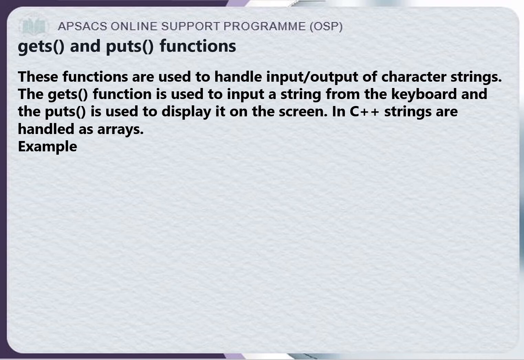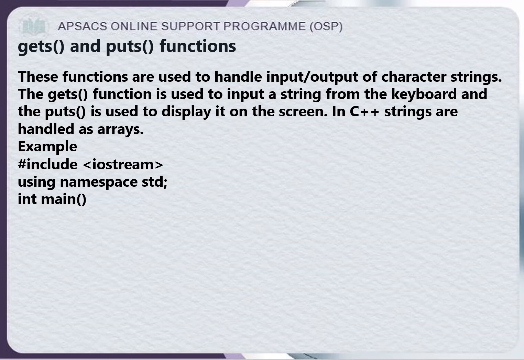Now let's take an example of a program for using gets and puts. #include iostream to include iostream in our program, using standard namespace. This is the main function call. This is the starting of the main function. Now we have declared two variables of string of characters or character string. Country, it can consist of 15 characters, and city, it can consist of 12 characters.